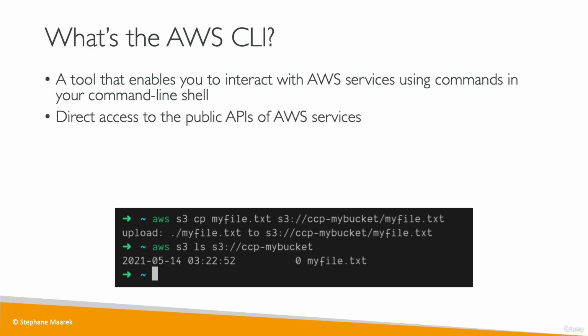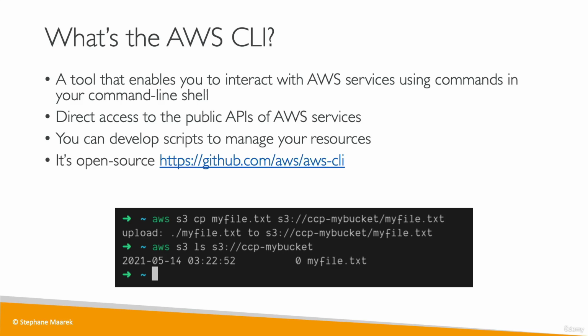With this CLI, you get direct access to the public APIs of your AWS services, which is going to be very helpful in this course. And using the CLI, you can develop scripts to manage your resources and automate some of your tasks. The CLI is open source. You can find all the source code on GitHub, and it is an alternative to using the AWS Management Console. I know that some people actually do not even use the Management Console. They only use the CLI, for example.